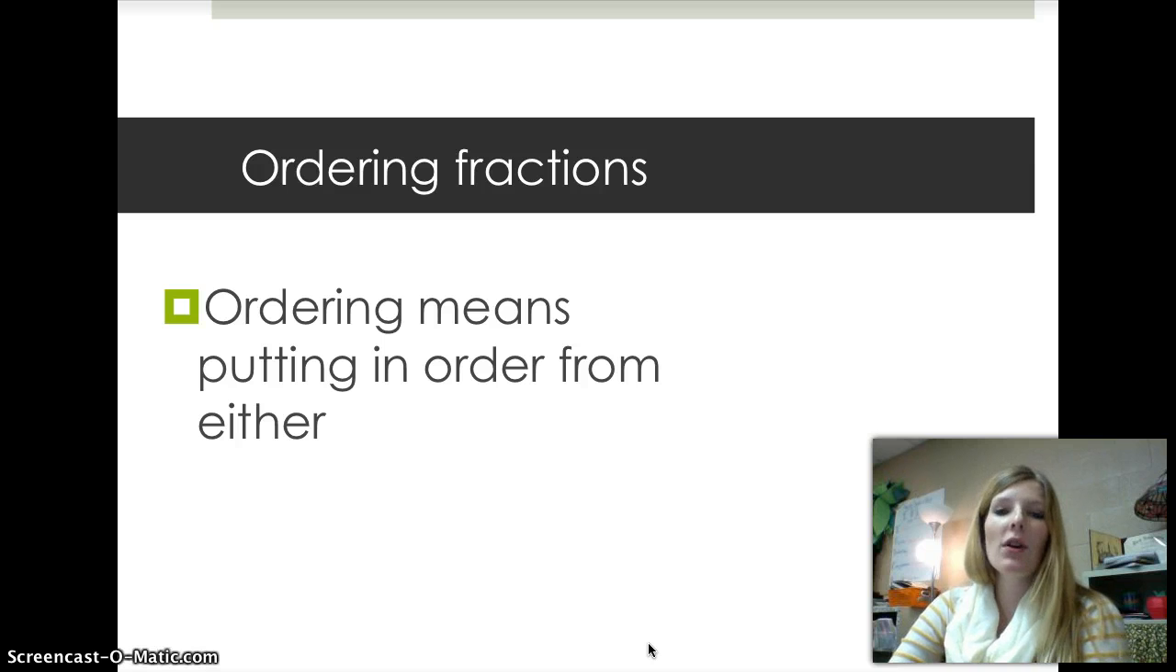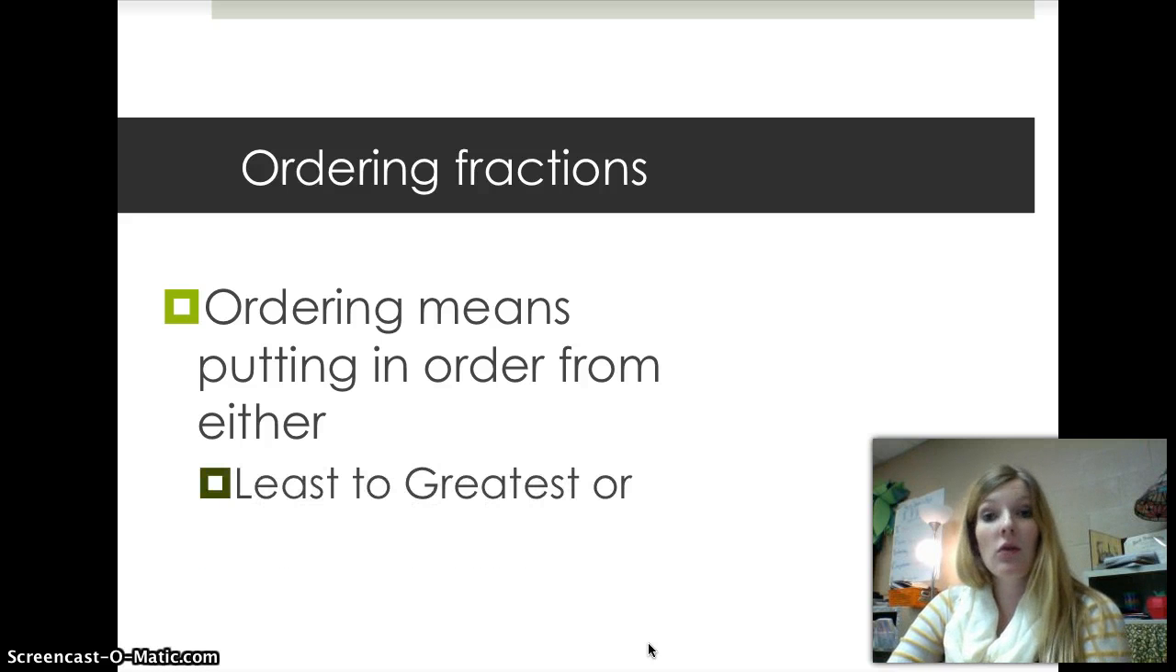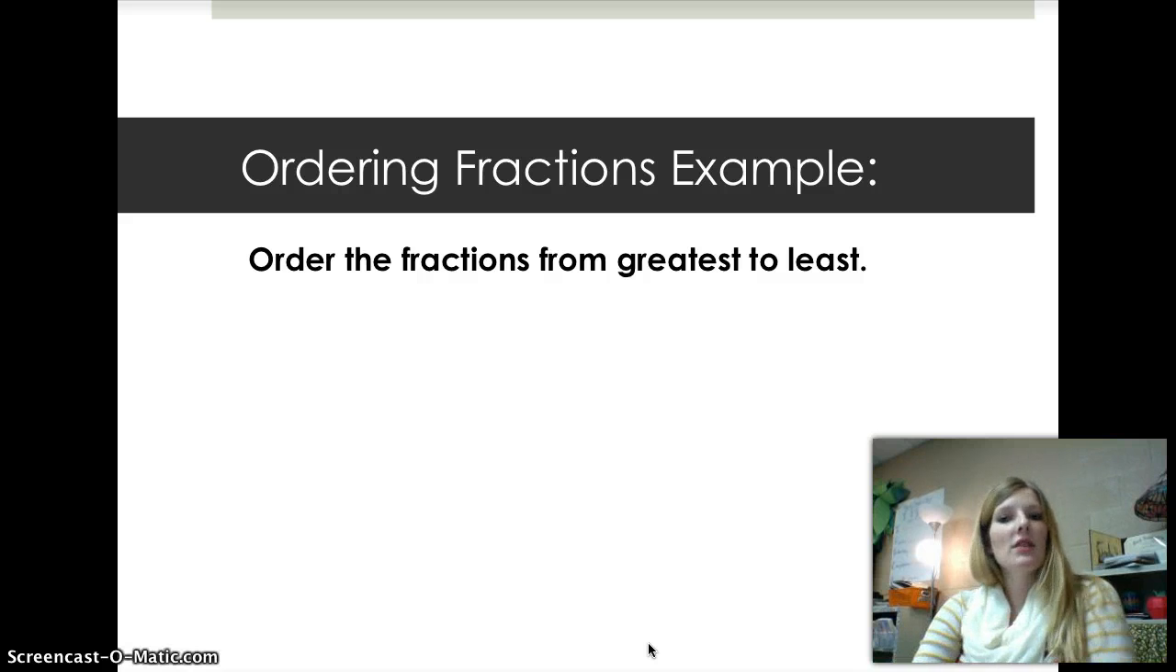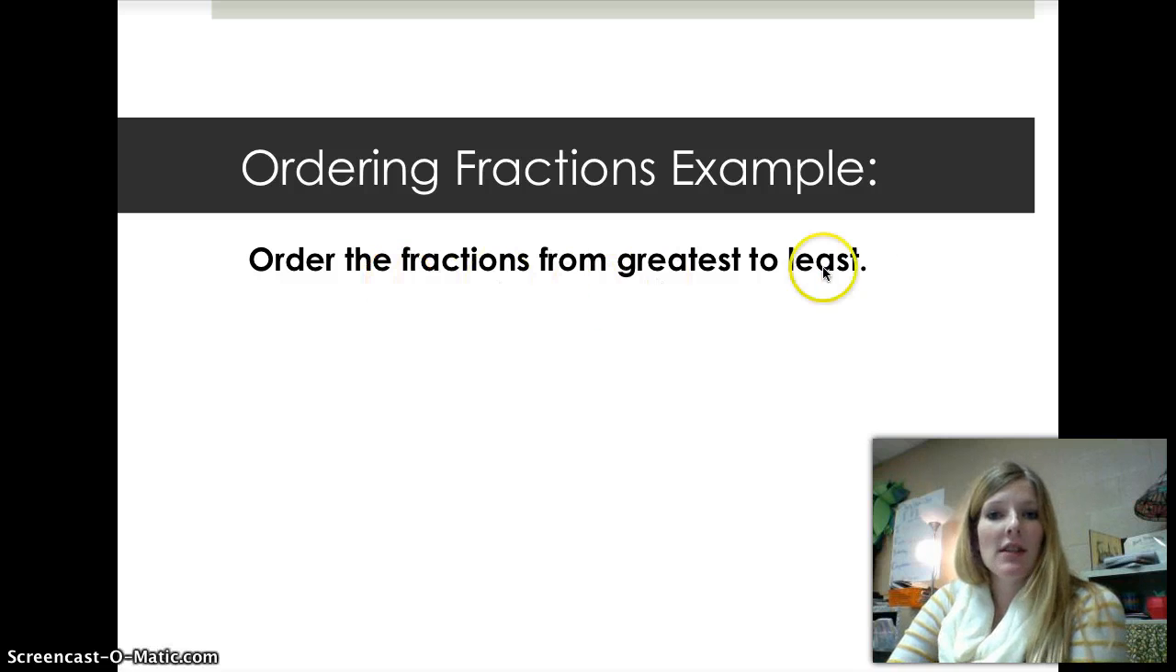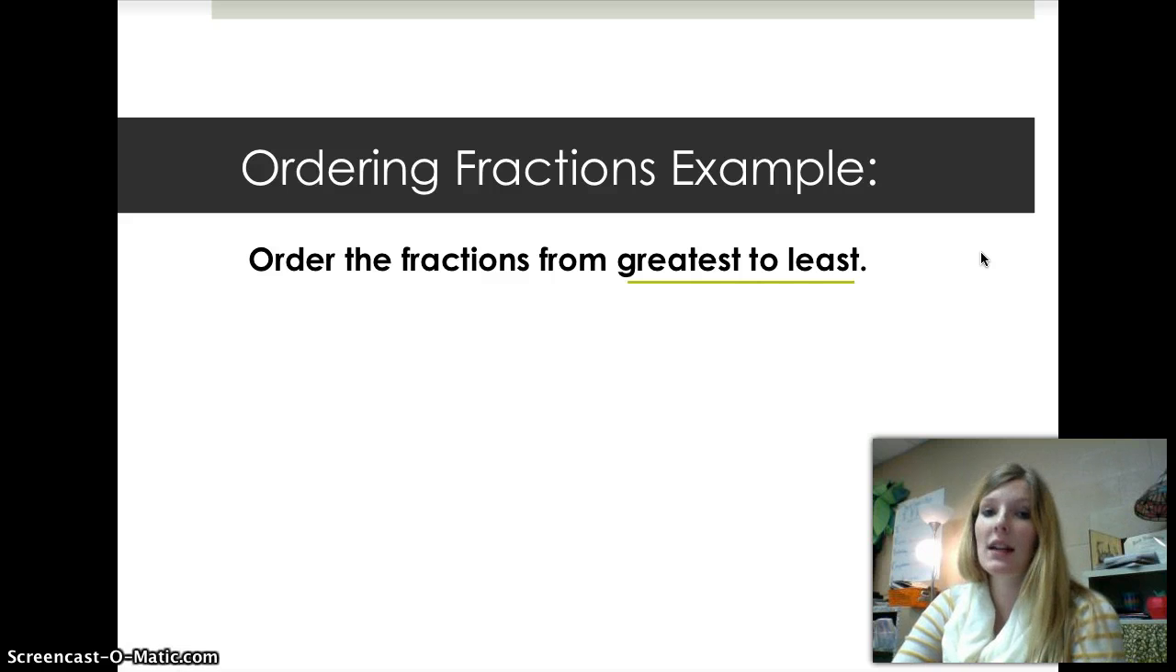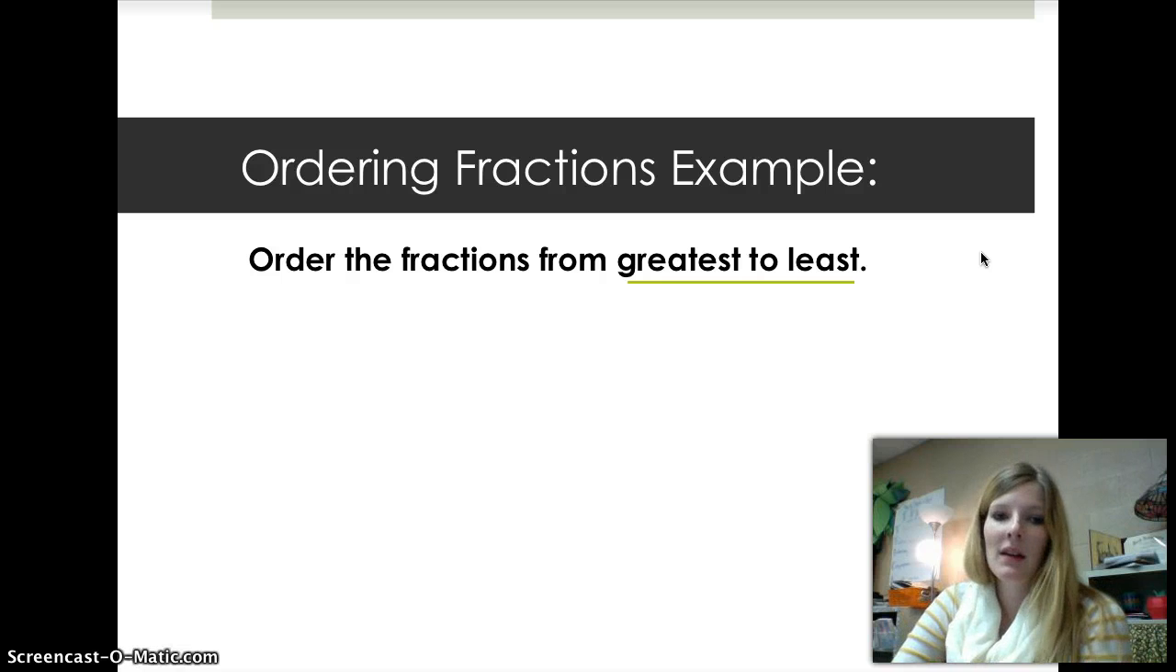All right, ordering fractions. When we order, we're just putting it in order from either least to greatest, or the opposite would be greatest to least. Here's an example. Order the fractions from greatest to least. Let's say these are the directions that I'm given. So the first thing I need to do is underline the important words in the directions, which would be telling me how to order. So I would underline greatest to least. Absolutely, I need to know that. If I do it the opposite way, I'm going to get it wrong.